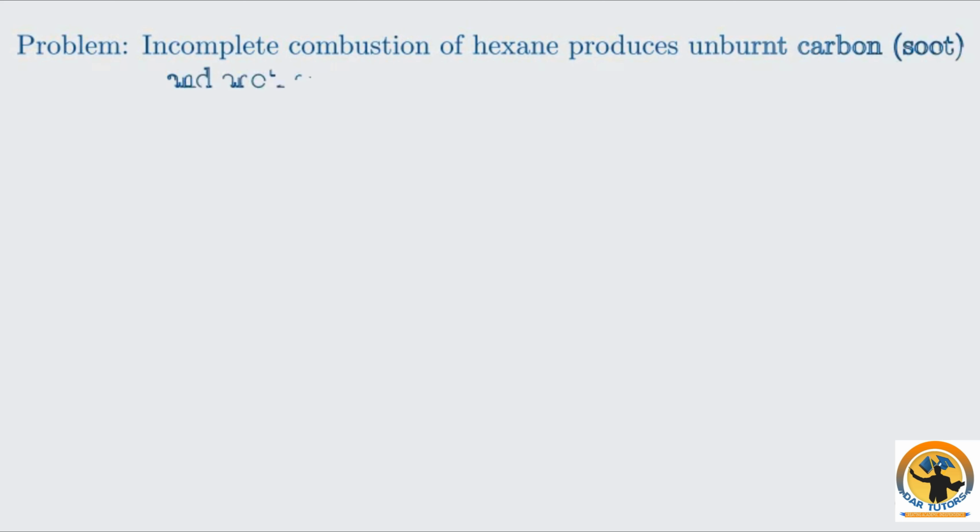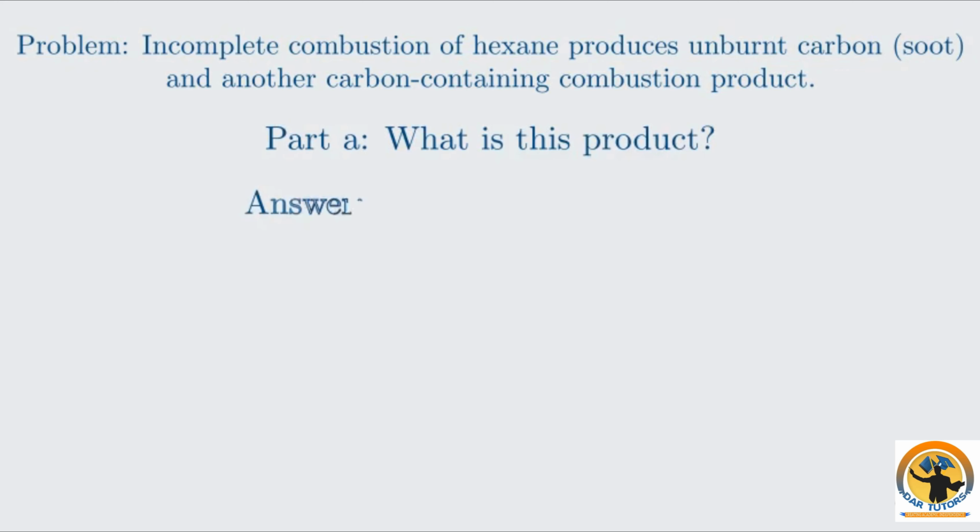Let's work through some more examples to solidify your understanding of balancing these equations. We will start with a problem from the IB Chemistry Data Booklet. The problem states, incomplete combustion of hexane produces unburnt carbon, or soot, and another carbon-containing combustion product. Part A asks, what is this product? The problem mentions incomplete combustion and soot, which is carbon. The other carbon-containing product must be carbon monoxide, CO. It's partially oxidized, not fully.